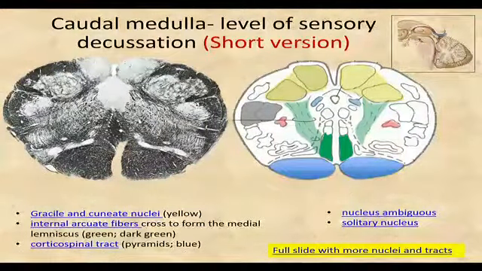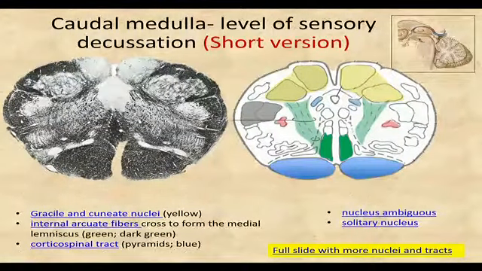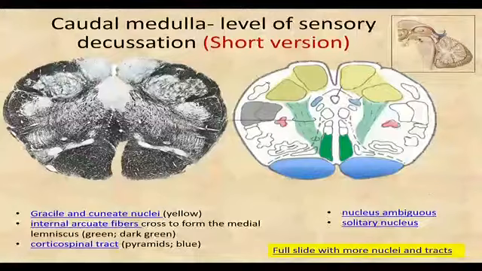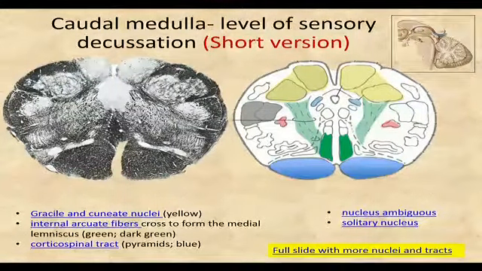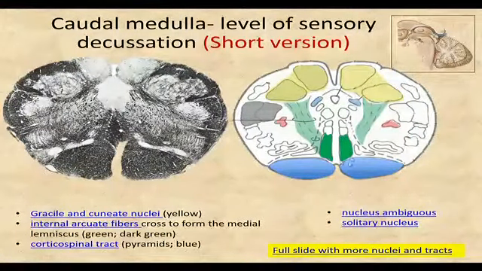Now, if I go up one level, still in the caudal medulla, there is a sensory decussation. So now we have a crossing of fibers, but it's not the corticospinal tract. Actually, what happens is that the gracile and cuneate nuclei are going to cross their fibers and become the medial lemniscus. So that's why these words get linked up together. It's the same system. They just call them different things after anatomic changes have occurred, okay?